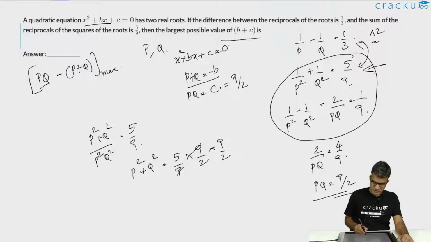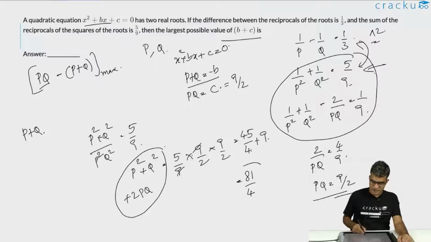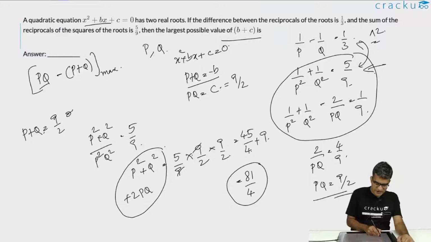You can cancel this 2. This is equal to 45 by 4. So p square plus q square plus 2pq, which will be p plus q whole square, will be equal to 45 by 4 plus 2 times 9 by 2, or this is equal to 9. This is equal to 81 by 4. So the value of p plus q, because this is p plus q whole square, which is equal to 81 by 4. So p plus q is either equal to 9 by 2 or it is equal to minus 9 by 2.